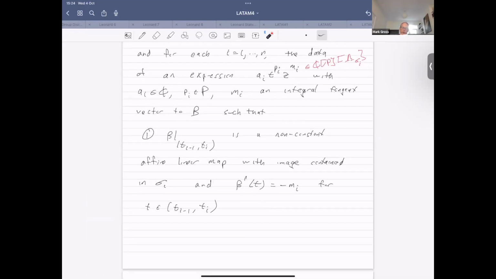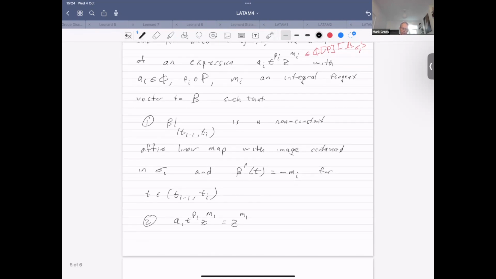Now the question is, how do we determine these? We also want a rule for determining them. The first statement is that a_1 t^{p_1} z^{m_1} is just equal to z^{m_1}. In other words, p_1 is 0 and a_1 is 1. So the initial term is just z^{m_1}.